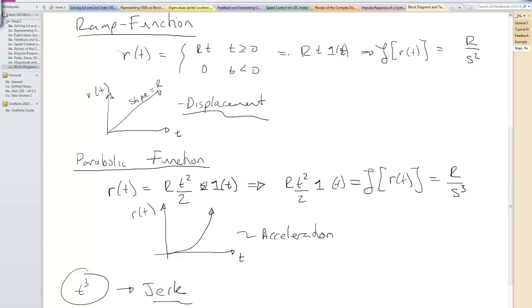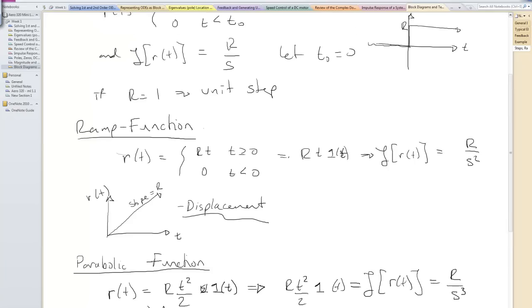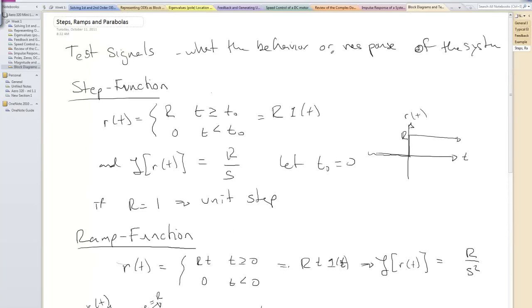All of these three will be looked at in the context of what we call regulation and tracking. All right, and we're going to talk more about those two ideas, how we can test the system's ability to regulate or track given these types of inputs to the system.